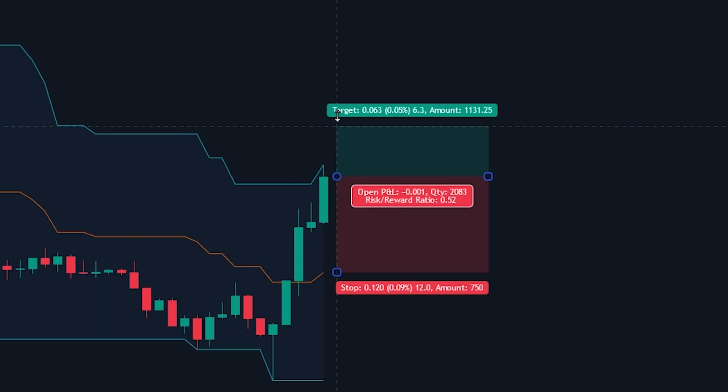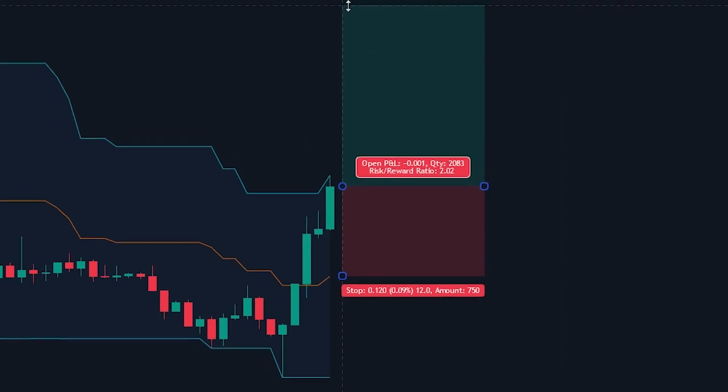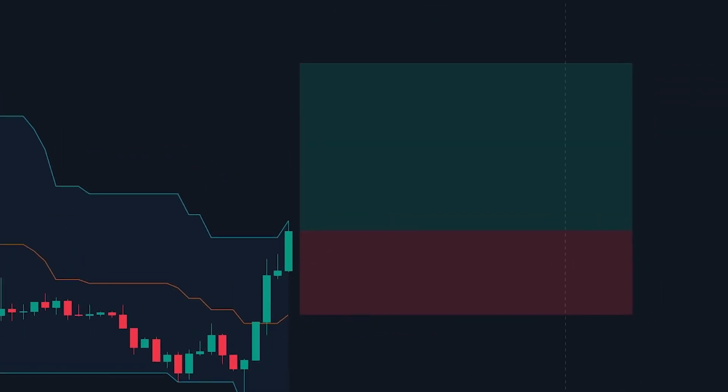For the take profit, we'll be targeting a 2 times risk to reward ratio. Now let's see how the trade plays out.